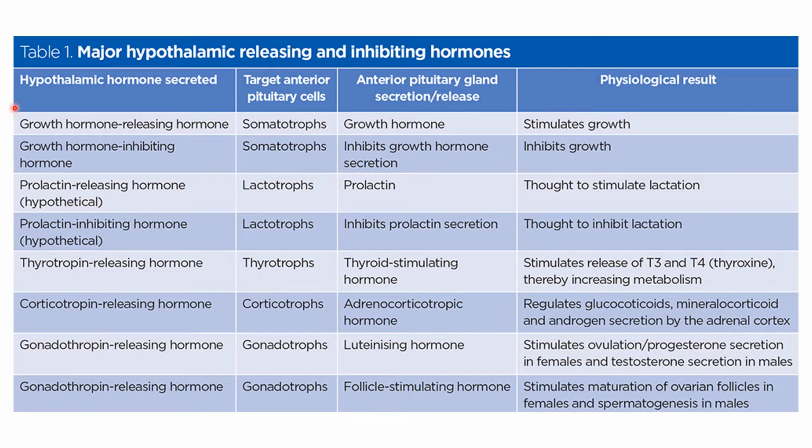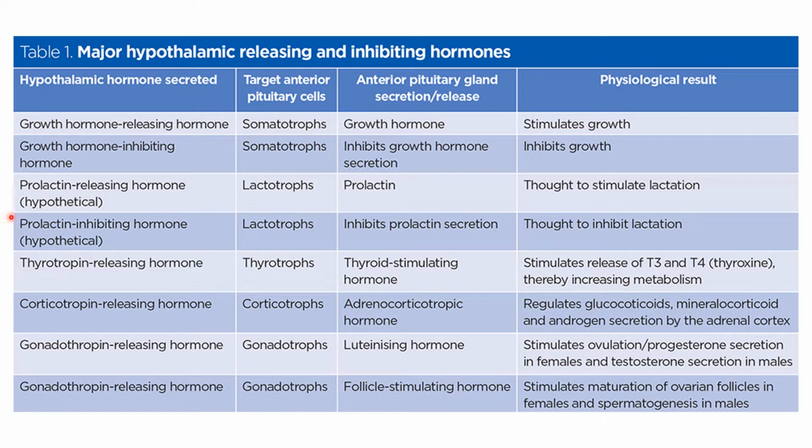For example, for growth hormone, there is growth hormone releasing hormone and growth hormone inhibiting hormone. Of course, the function of GHRH is the release of growth hormone. For GHIH, or somatostatin, it is to inhibit growth hormone secretion. So the name already gives the function of the hormone.